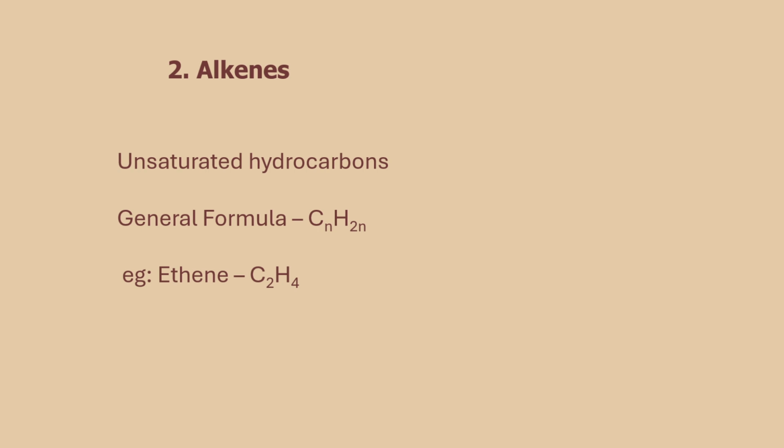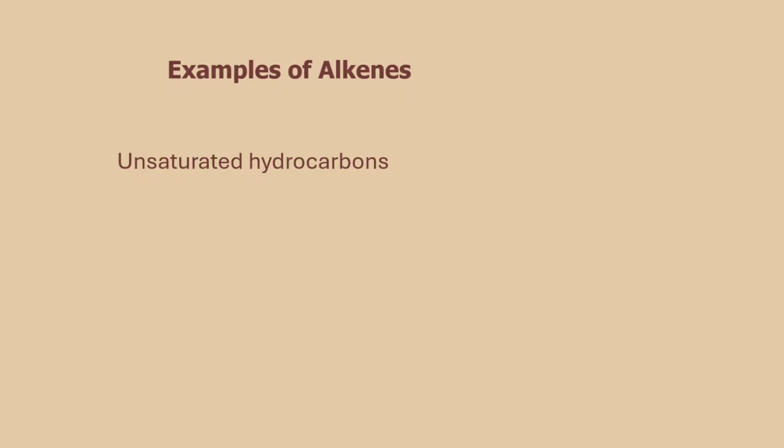Examples of alkenes: first one, ethene C2H4, also known as ethylene. It is widely used in making plastics, polyethylene.